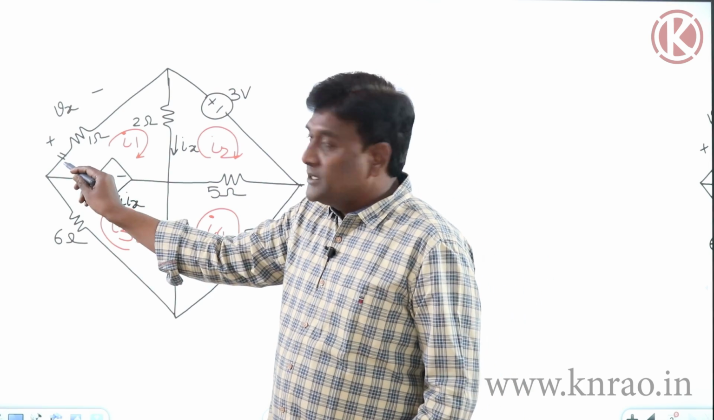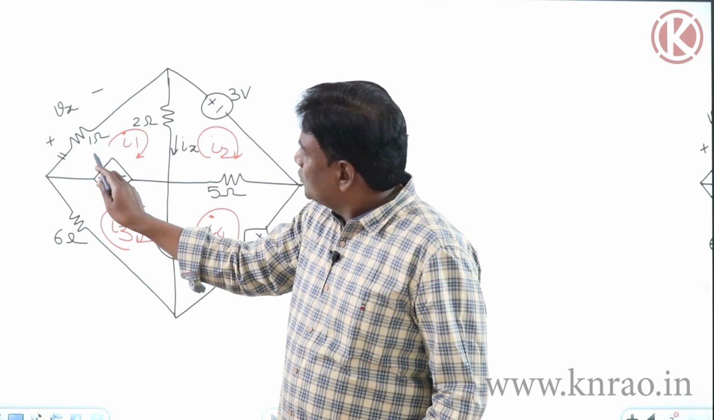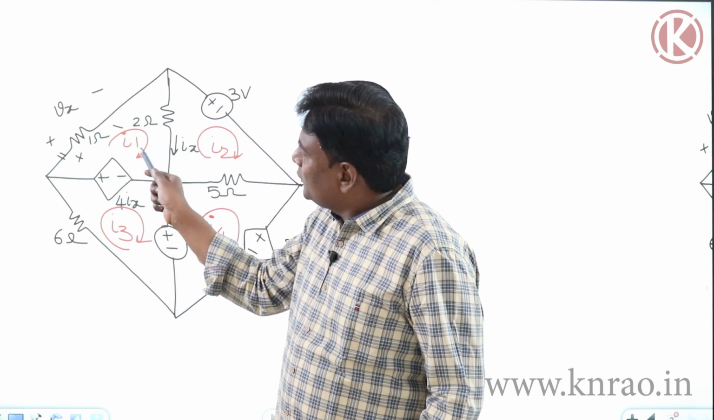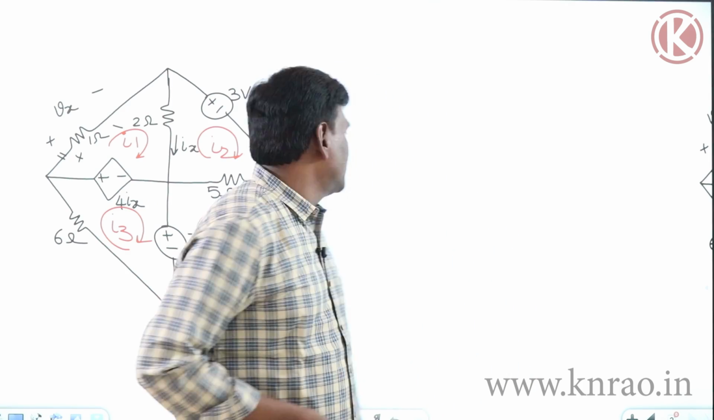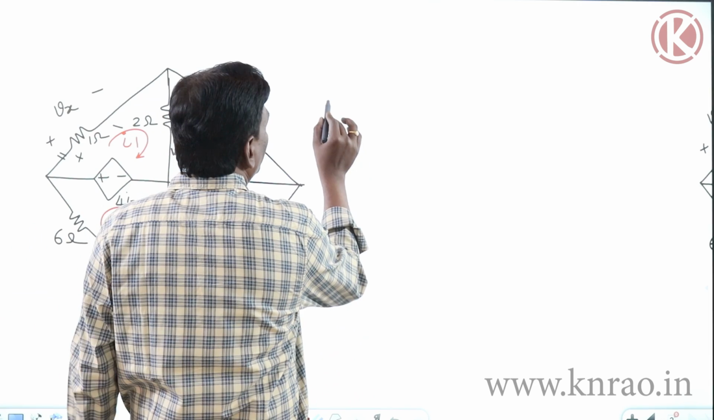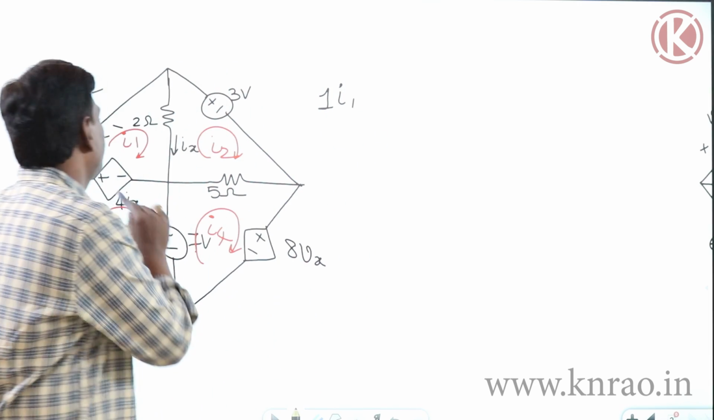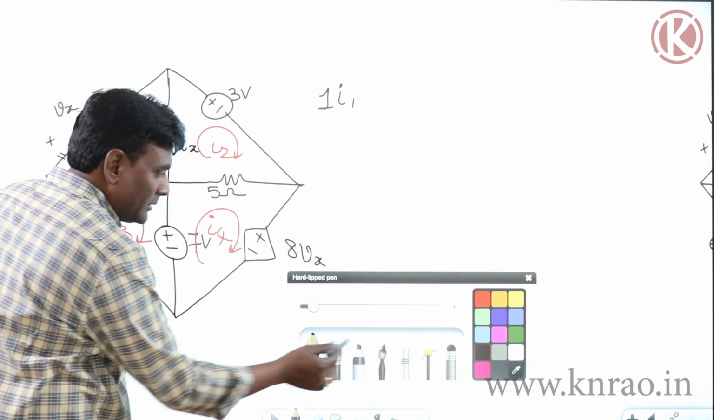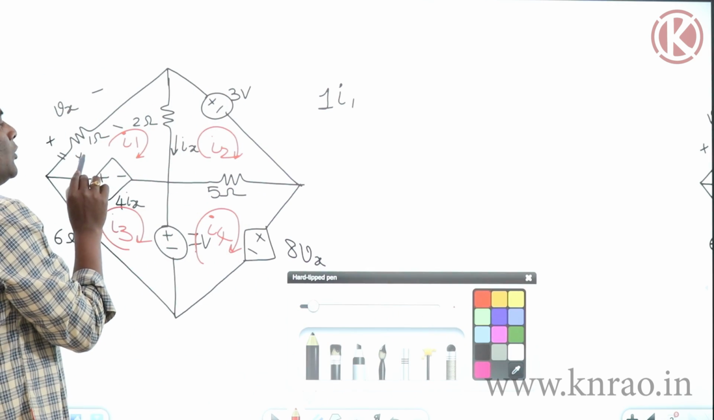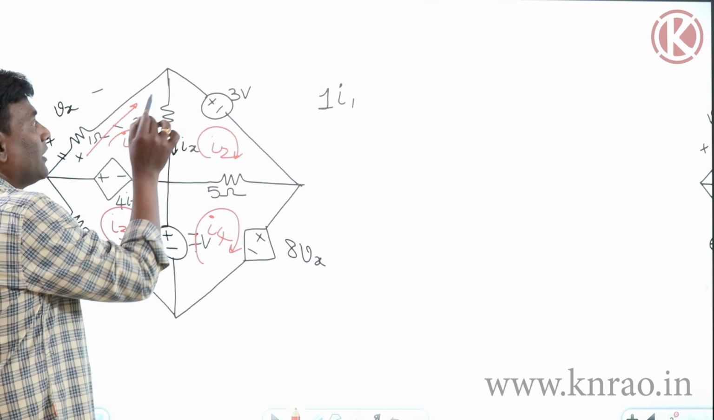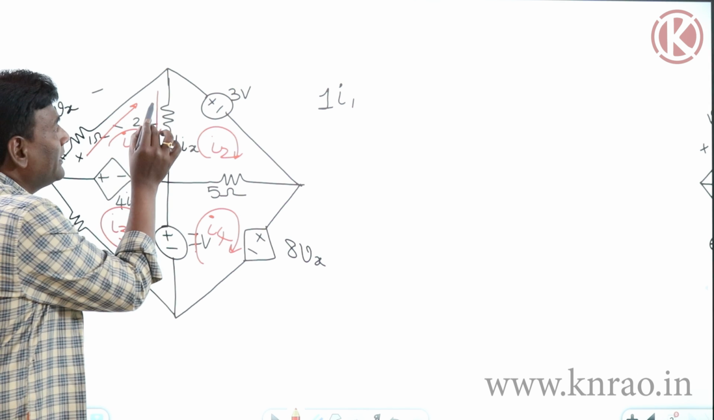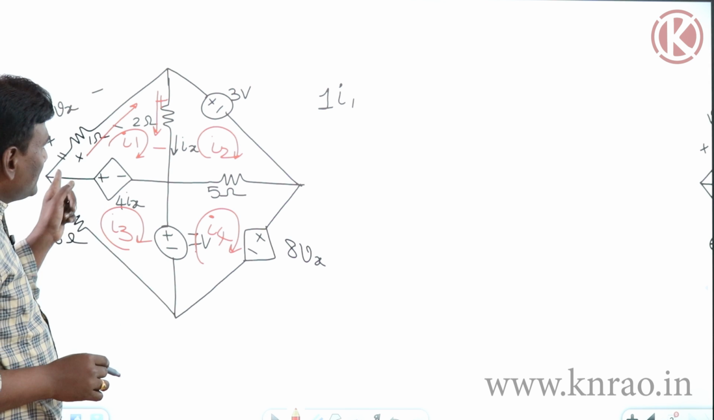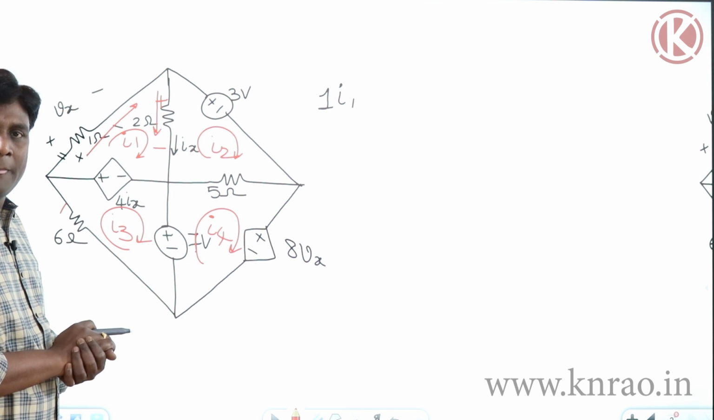Now if I start from here, current I1 is entering here, so plus will be here and minus will be there, referring to the current entry point. So 1 into I1 is going to be the voltage, and going like this I touch plus first. I have to use plus, the convention is already fixed. So 1 I1 plus. Now in this direction, how much is the current? If I consider current in this direction, plus will come here and minus here, such that in my equation I'll be able to directly use plus.